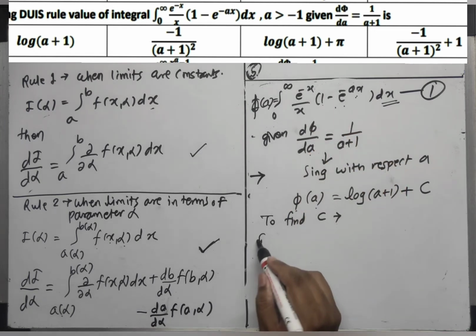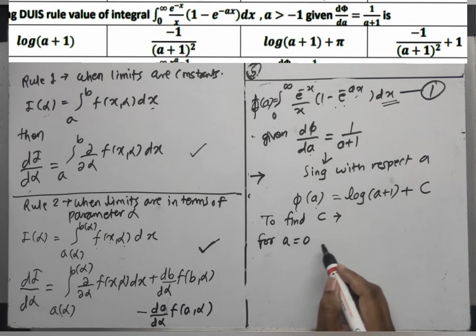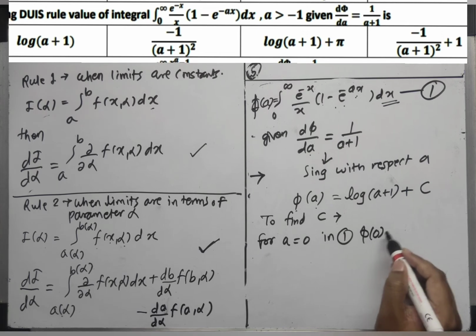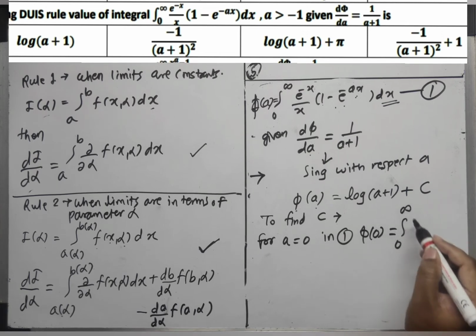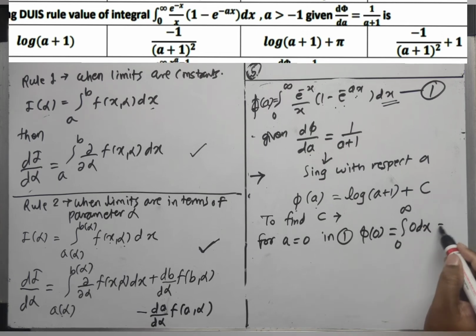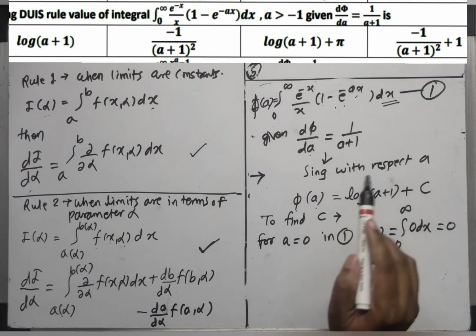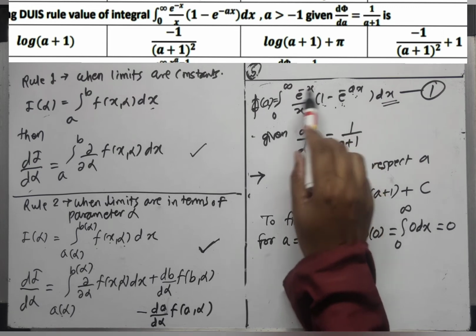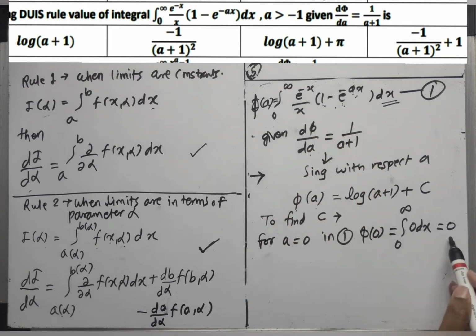So for a equal to 0 in equation 1, what will we have? Phi of 0 will be equal to integration 0 to infinity of 0 dx, which is 0. You can simplify this, which means e raised to 0 is 1, so 1 minus 1 is 0, so the integration will be 0. So phi of 0 we have 0.